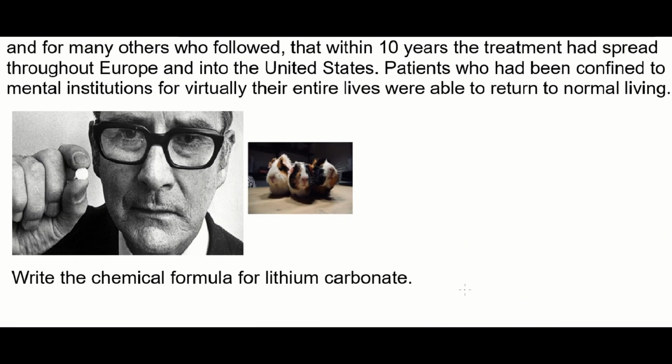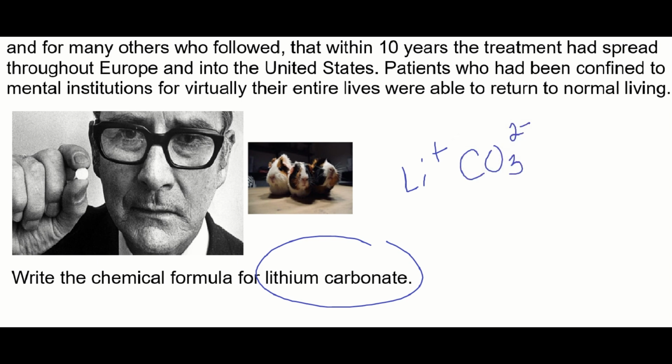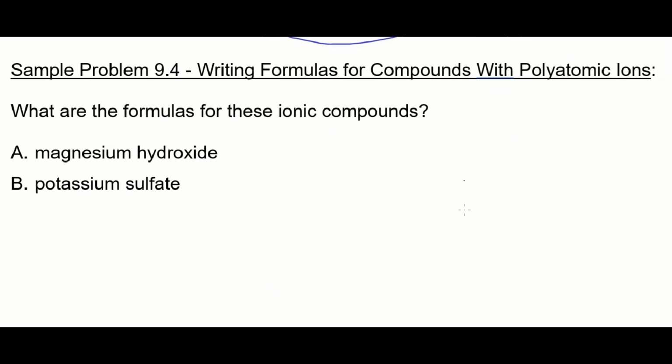Looks very serious. All right, let's write the formula for lithium carbonate. Lithium is a group 1 metal. It's going to form a 1 positive charge. Carbonate is a polyatomic ion with a 2 negative charge. And let's crisscross these numbers, and 2 is going to go down there. That 1 doesn't matter, so it's going to be Li2CO3.